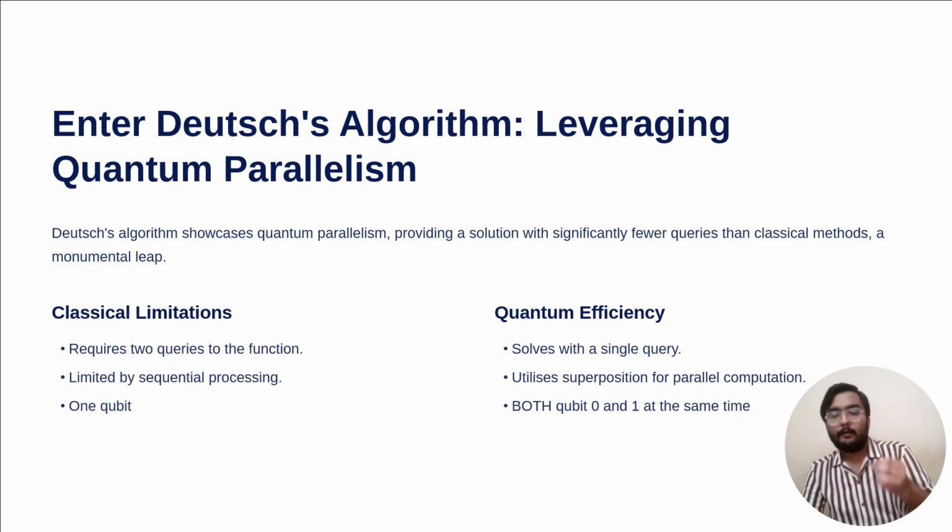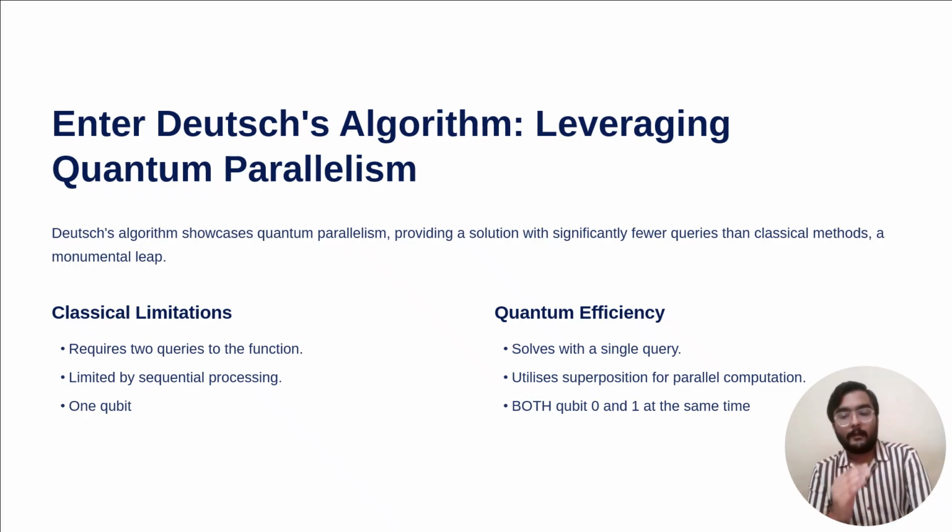We prepare two qubits and apply Hadamard gates to create superposition. Because of this, the first qubit now represents both inputs 0 and 1 together. When we send this qubit through the quantum version of the function, called the oracle, the function acts on both inputs in one go. This is called quantum parallelism. One operation, but information about both f of 0 and f of 1 is processed simultaneously.